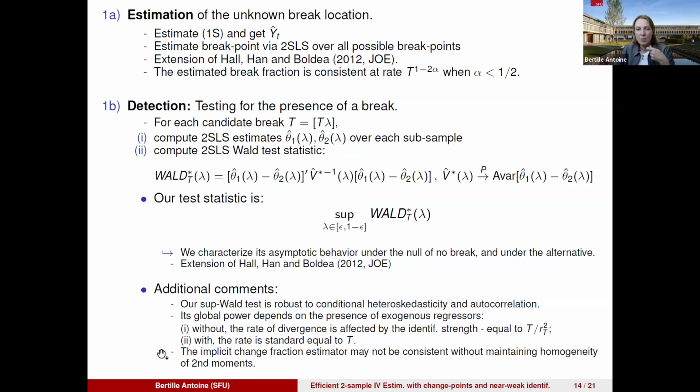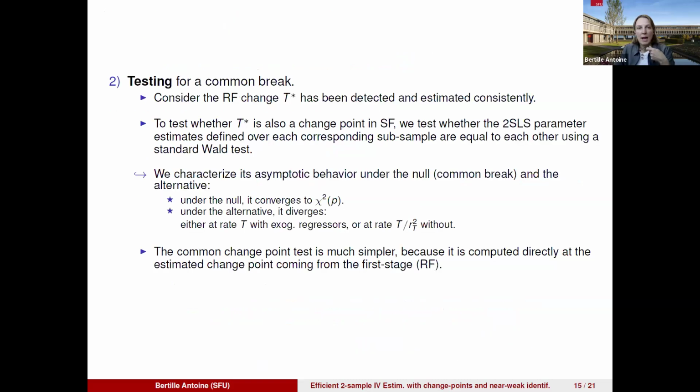Now, it is interesting to mention that the implicit change fraction estimator may not be consistent. Consistency requires maintaining an additional assumption about the homogeneity of the second moment. And that's something to keep in mind, maybe. All right.